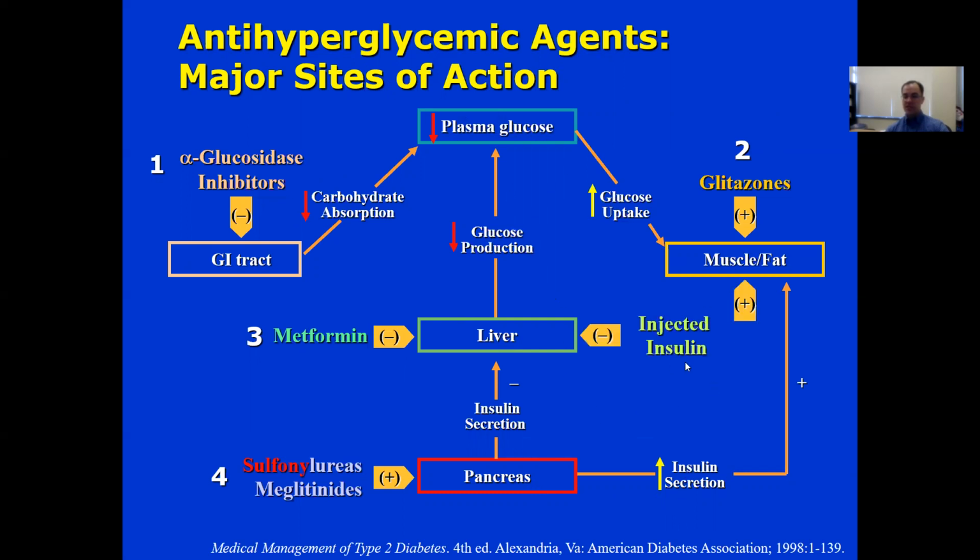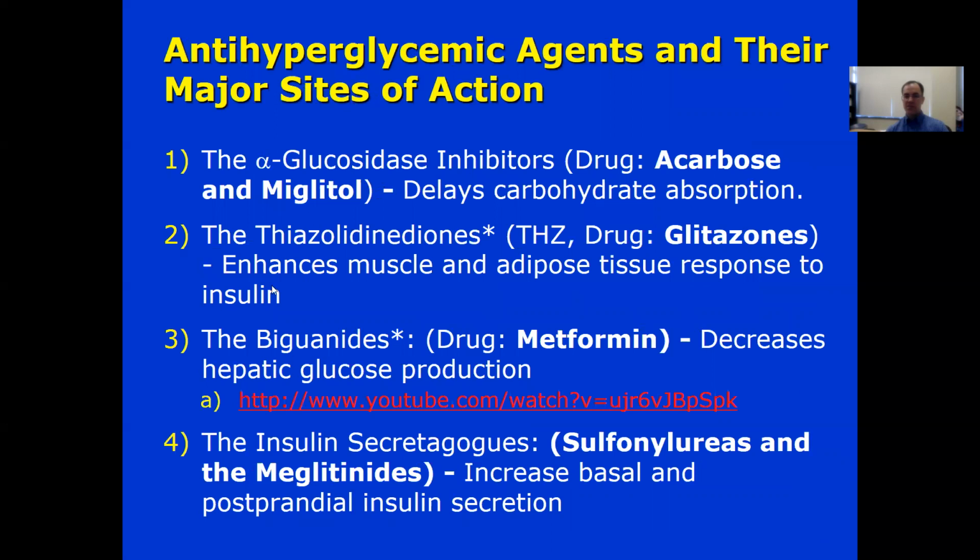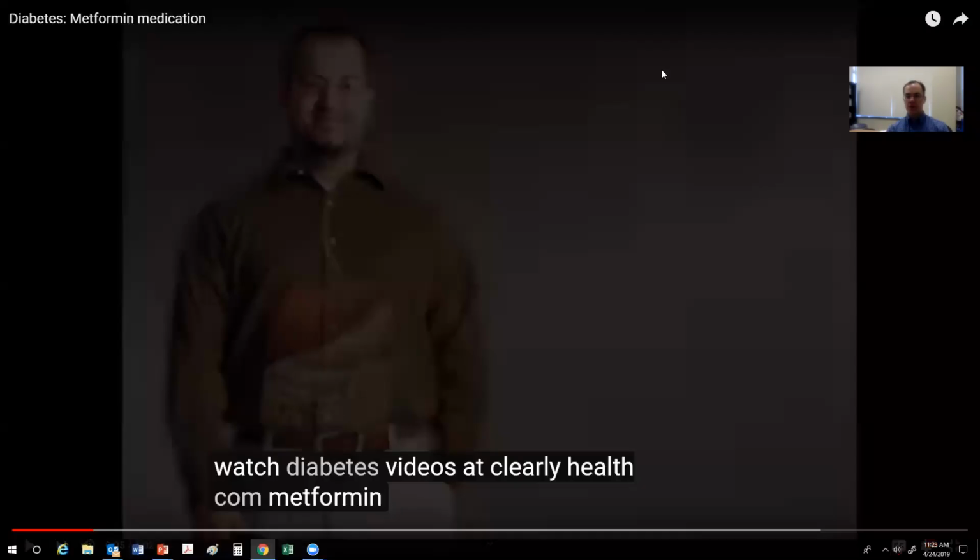And finally, you have injected insulin, which does the same thing, causing the liver to decrease glucose production, decrease plasma glucose, and cause the muscle and fat to take up glucose, which reduces plasma glucose. So it's important that you understand the different anti-hyperglycemic agents and what they do, and I've listed them here to summarize what they do. So make sure you have a good understanding. We're going to watch a video about metformin, which is an important drug that is often prescribed in individuals with diabetes. All right, so this is a video that goes over the importance of metformin.